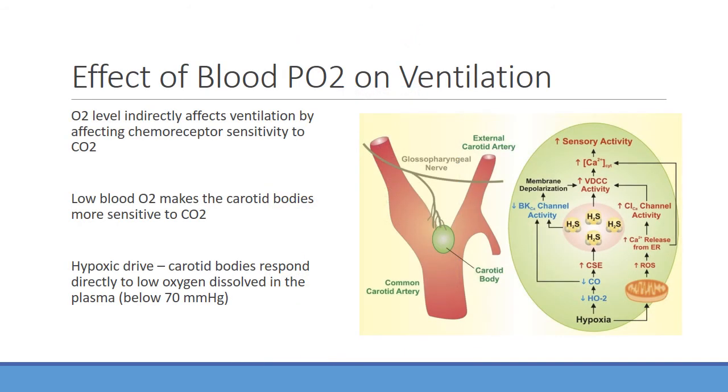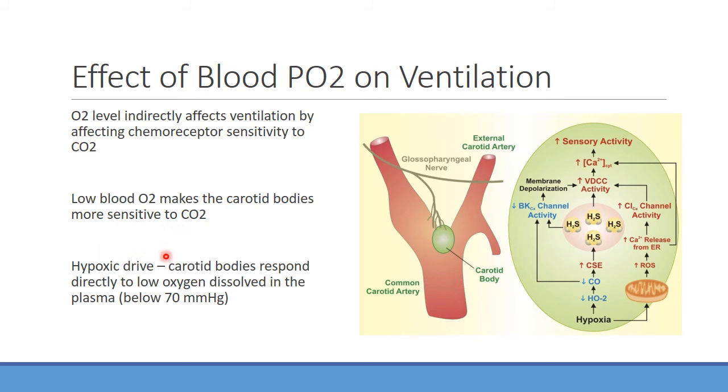Okay. So looking at the effect of blood PO2 on ventilation, O2 levels are going to be indirectly affecting that ventilation, as we kind of mentioned, by affecting chemoreceptor sensitivity to CO2. So O2 can have a helpful role here, making it so that low blood O2 levels make the carotid bodies more sensitive to CO2. And why would that be helpful? So I have low O2 levels, carotid bodies become more sensitive. They are detecting that CO2 to a greater degree. That's going to help stimulate breathing. So that not only deals with the CO2 problem, it also deals with the O2 problem as well. Right? So we can deal with two birds with one stone at that point.